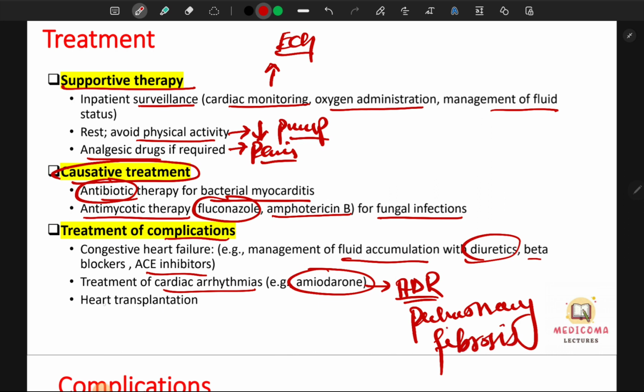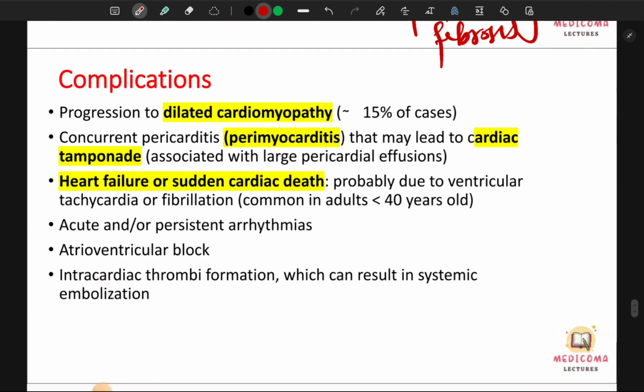Next, heart transplant. If there is Chagas disease and other conditions, we will do a heart transplant. This is the definitive treatment if it's not treatable otherwise. Next, we discuss the complications. If the myocarditis persists and leads to chronicity, it definitely leads to dilated cardiomyopathy.